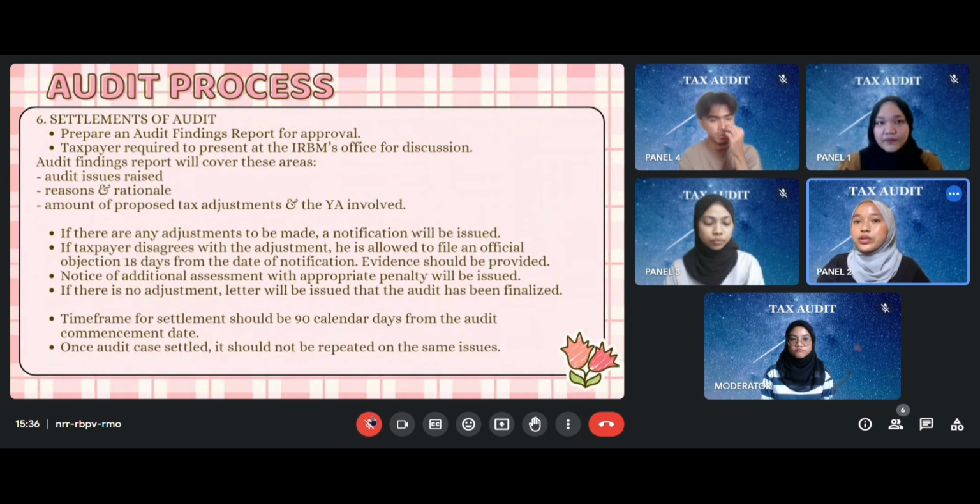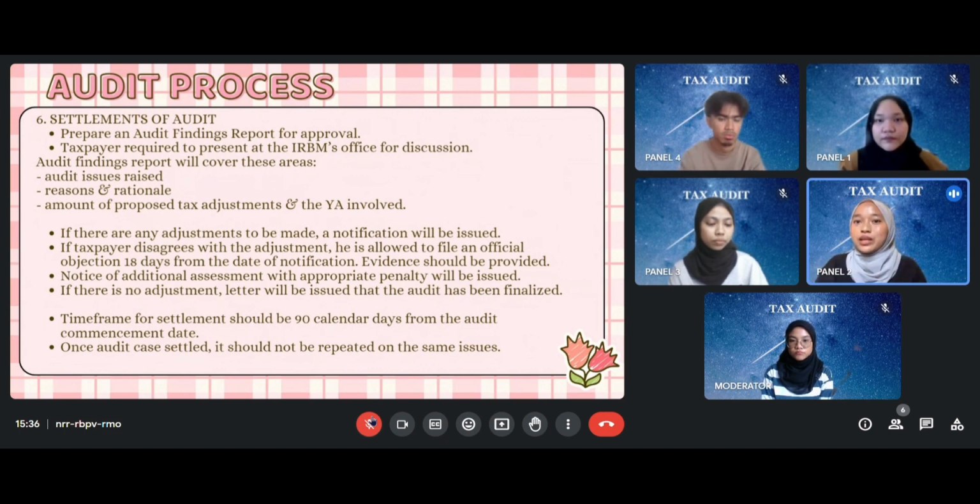Next is the sixth step, which is settlement of audit. After concluding the audit work, the audit officer will prepare an audit finding report for approval by the branch audit manager. The taxpayer is required to be present at the IRBM's office for discussion on the proposed tax adjustments. The audit officer, together with at least one senior audit officer, shall discuss the proposed adjustment with the taxpayer.